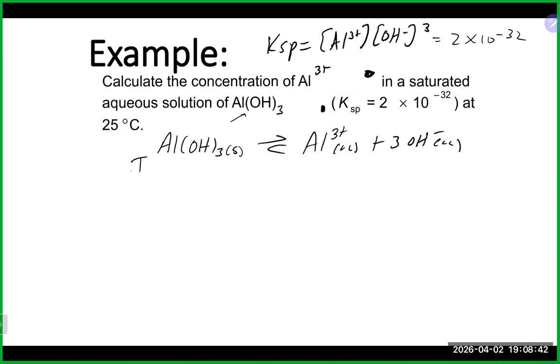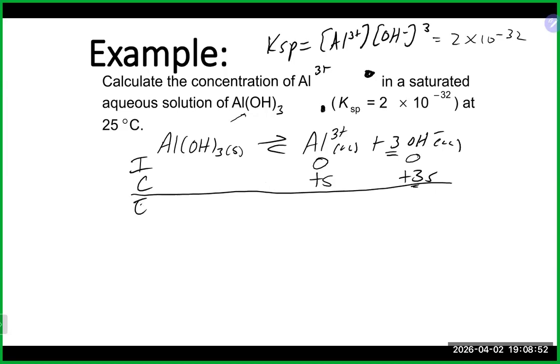Setting up our ICE table here, we can go 0 and 0. The change is going to be plus S, plus 3S, again because of the coefficient. That gives us at equilibrium S and 3S in this case. Any questions on the table here? Like normal, we're going to go into our expression. So that's going to give us S times 3S cubed is equal to 2 times 10 to the minus 32.